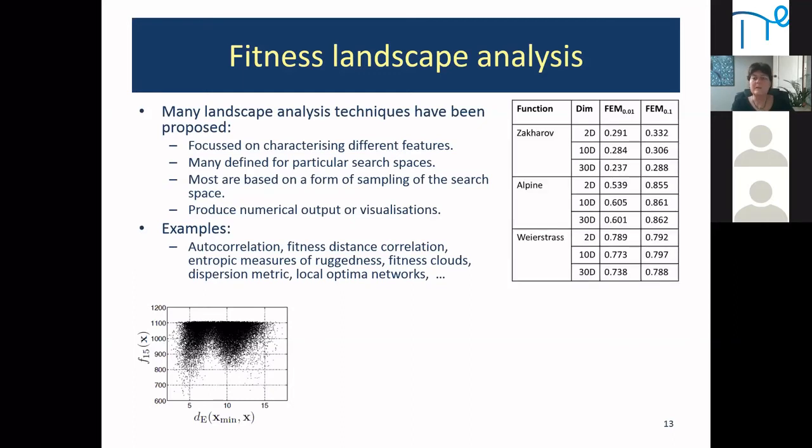Another example is entropic measures of ruggedness. Here we have a way of extracting a single number between 0 and 1 to quantify the ruggedness. I don't need to explain how it works, but the point is that you can see here that Zakharov has a ruggedness of 0.237, whereas Alpine has a ruggedness of 0.6, and Weierstrass as a benchmark function has a ruggedness of 0.7. So we can say that this function is more rugged than that function, and this is based on a sampling of the search space. And so although we can't see the functions, we know something about them by extracting these metrics.